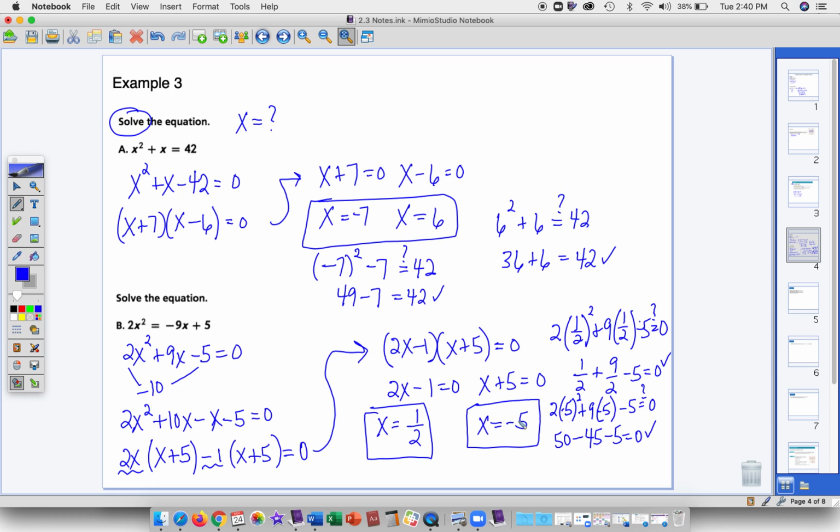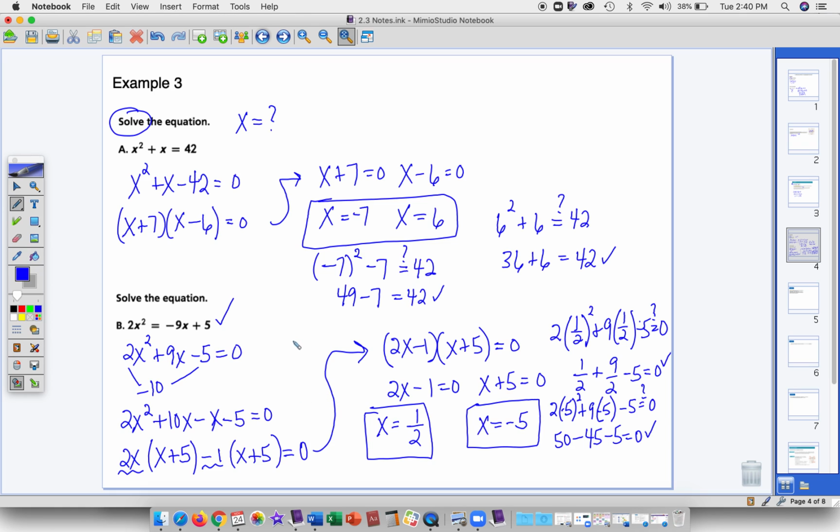Okay, so you can always check your solutions by plugging back in. And notice I plugged into this. You could have plugged into the original and compared 2x squared to negative 9x plus 5 and checked it that way as well. Okay, either of these equations are okay to plug into.